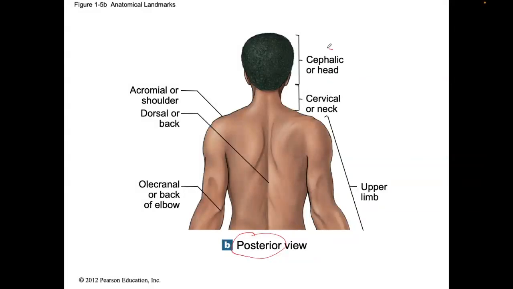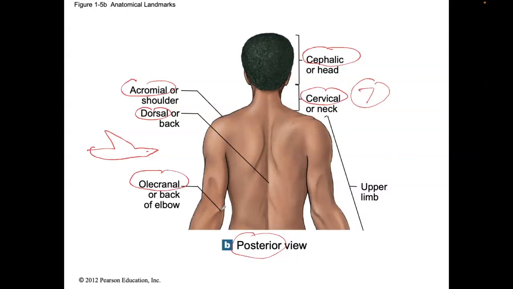So the head is cephalic, the neck is cervical. Remember, we have 7 cervical vertebrae. Back is also known as dorsal, just like the dorsal fin of a fish or a shark, right? That's the dorsal fin. That's the back. The highest point of the shoulder is acromial. That's the highest point. And the back of the elbow that you're leaning on is called the olecranon process or olecranal. That's the back of the elbow.